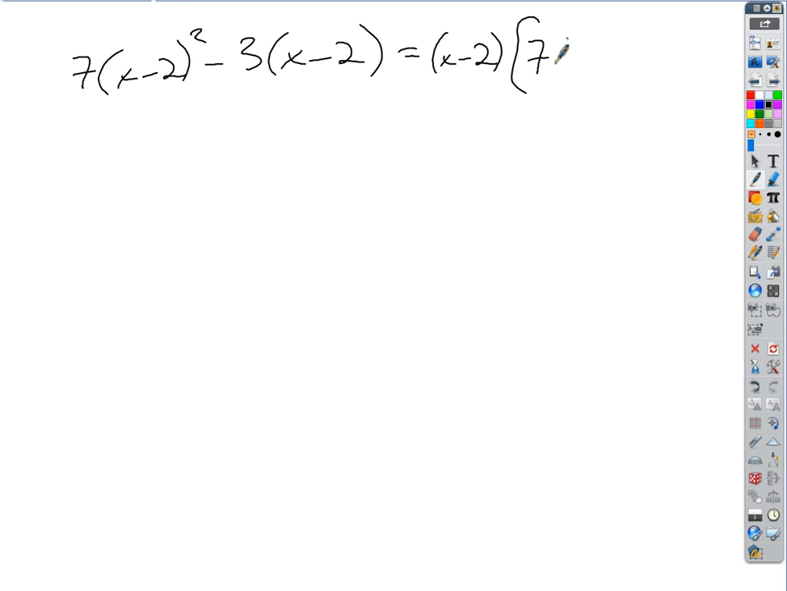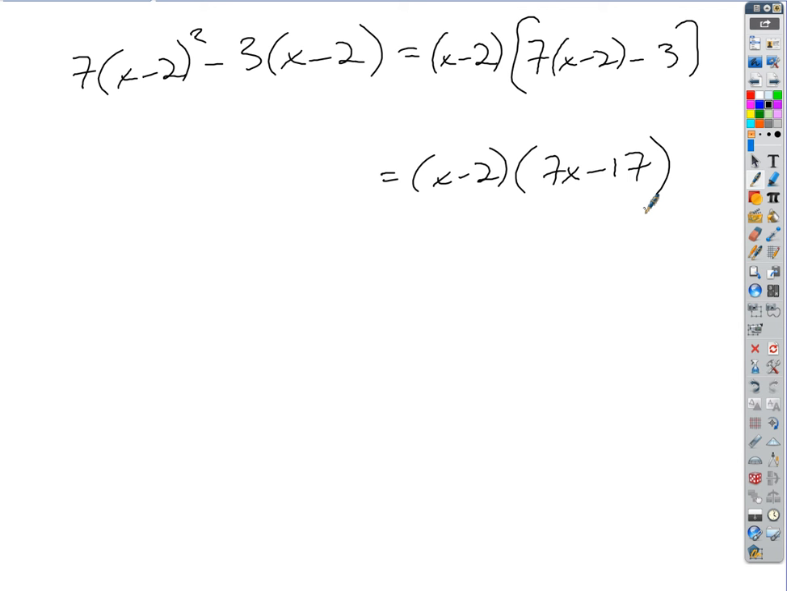7 times quantity x minus 2, minus 3. Good. Okay, and then all we have to do now, if we want to write this in factored form, there's a factor, and then this is going to be a factor once I simplify it, right? If I just distribute the 7 and add like terms, I get x minus 2 times what? 7x minus 14 minus 3, so 7x minus 17.